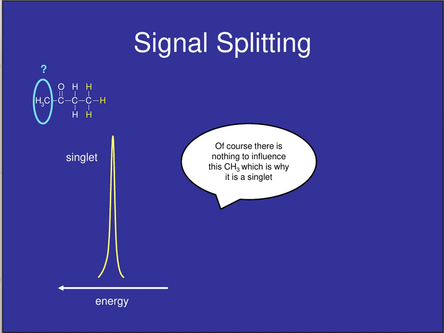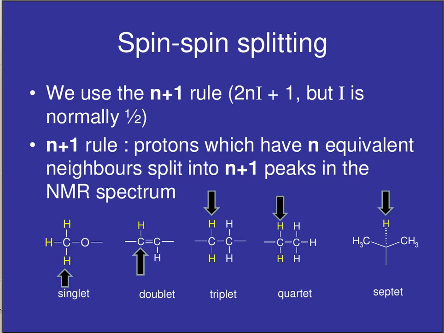So signal splitting can be more complex than that. We normally use the n+1 rule, and this n+1 rule works for spin half nuclei. If you've got n equivalent neighbors, you split into n+1 peaks in the NMR spectrum. So this methyl group has no neighbors, so it'll be a singlet. This hydrogen has how many neighbors? It's got 1, so it's going to appear as a doublet. 1 + 1 is 2.